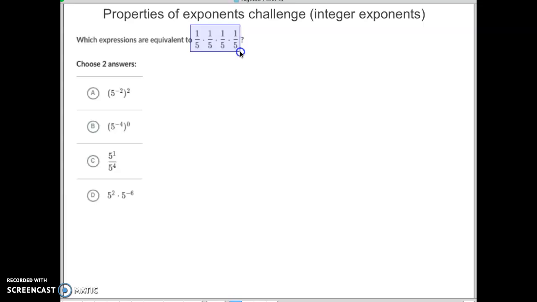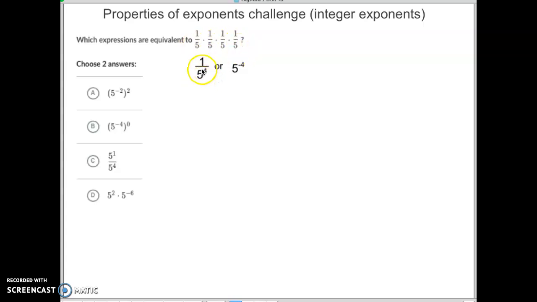The first thing I like to do whenever I get this is simplify it as far as I can. So I'm going to multiply those all together, so I have how many fives? I've got 1 to the fourth, which, by the way, 1 times itself, doesn't matter how many times, is always going to equal 1. And then I've got 5 to the fourth power because I've got 5 times itself 4 times.